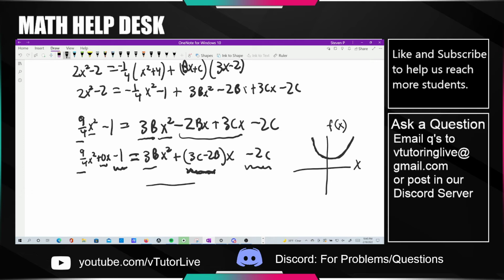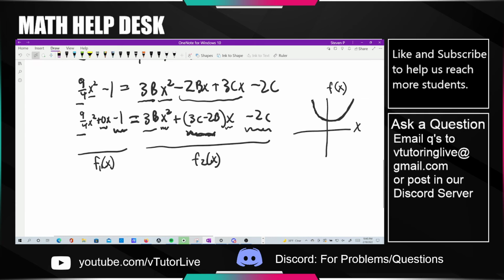That's the idea. So if this is like f1 of x and this is like f2 of x, we're saying that the two parabolas have got to be equal to each other, and the two parabolas are equal to each other if and only if each of their coefficients for each of the x squared, x, and constant terms are equal to each other.